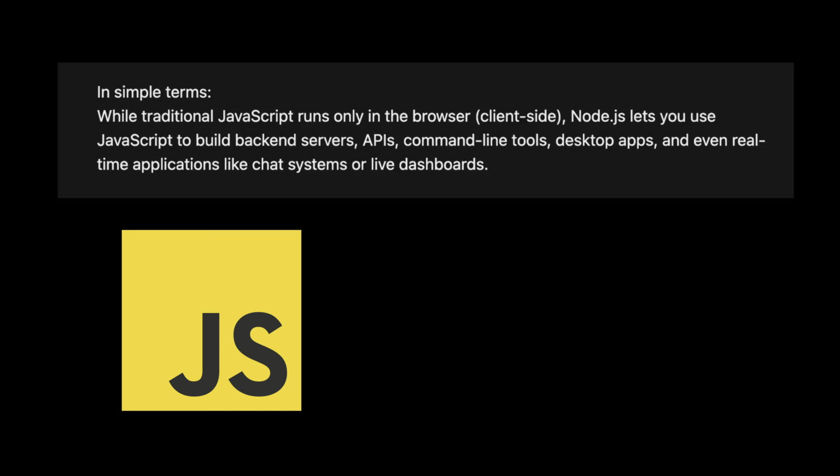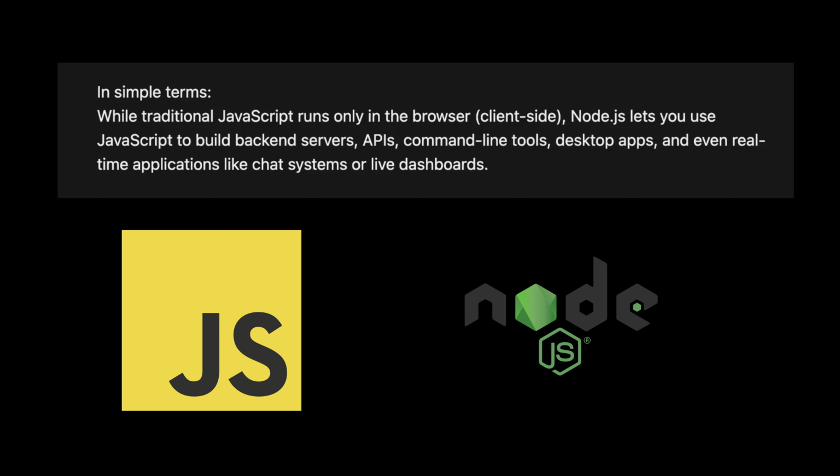So in simple terms, while traditional JavaScript runs only in the browser, Node.js lets you use JavaScript to build backend servers, APIs, command line tools, desktop applications, and even real-time applications like chat systems or live dashboards.